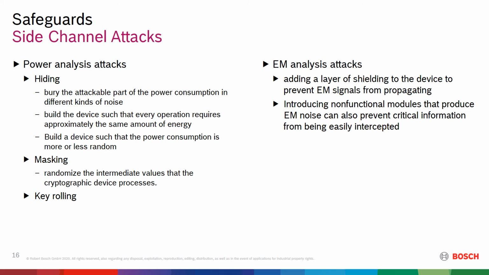In order to prevent electromagnetic attacks, you could use an active shield to prevent the leakage of electromagnetic emanations, or you could introduce a noise generating non-functional module to make it harder for the attacker to derive the key from the electromagnetic emanations.